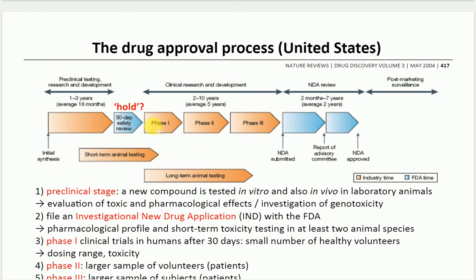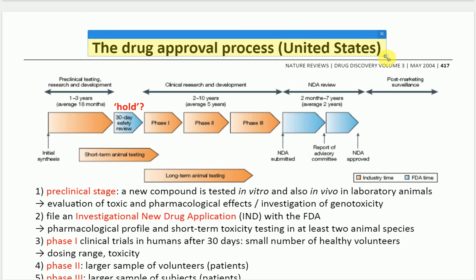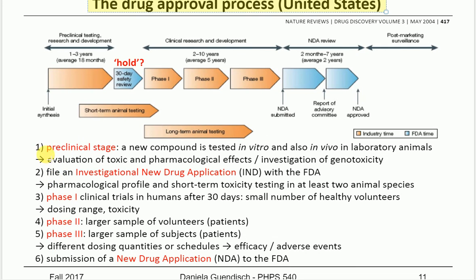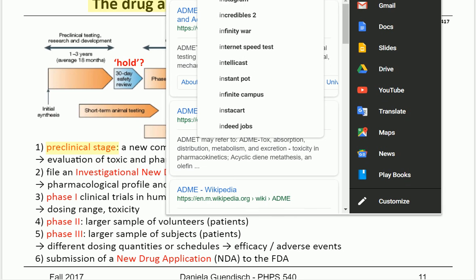So here's the drug approval process in the United States. I'll start with this more generalized version before we reach the graph. The drug approval process first starts with a preclinical stage. A new compound is tested in vitro and also in vivo. So let's find out what that is for you guys.